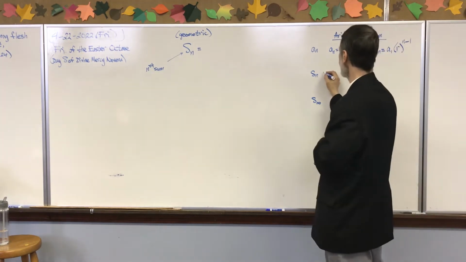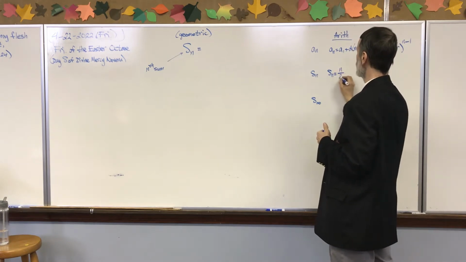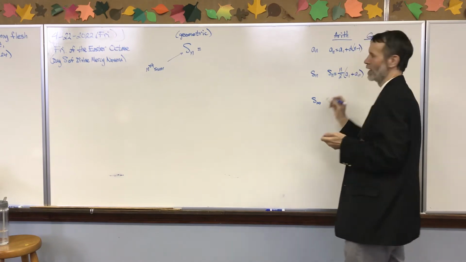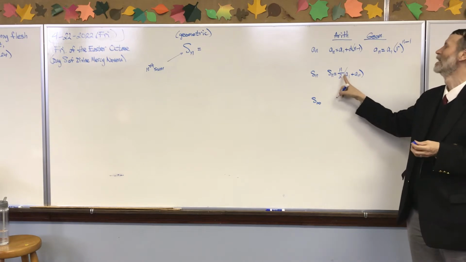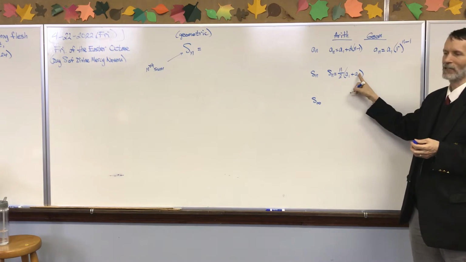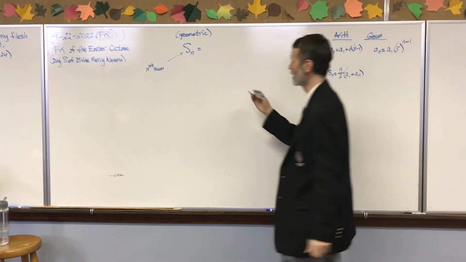The formula for s sub n for arithmetic is n over 2 parentheses a1 plus a sub n. So this is the number of pairs. This is Karl Gauss's formula. This is the number of terms divided by 2, and then the first term plus the last term. We have not covered this. This is going to be the first time we've seen this.